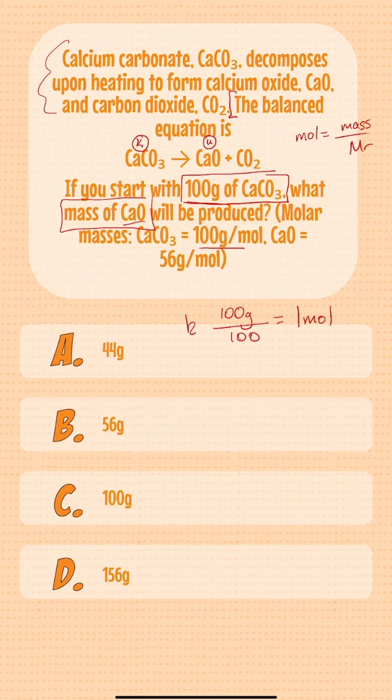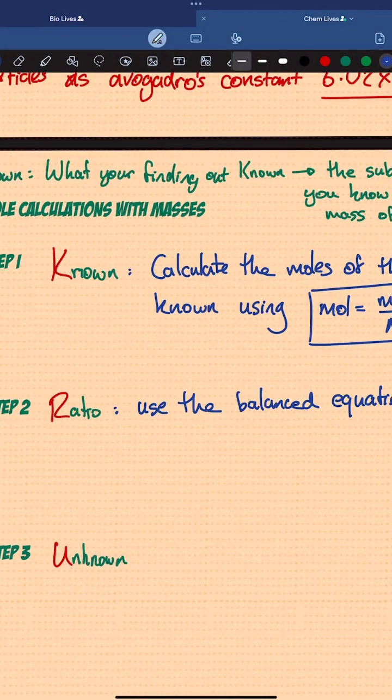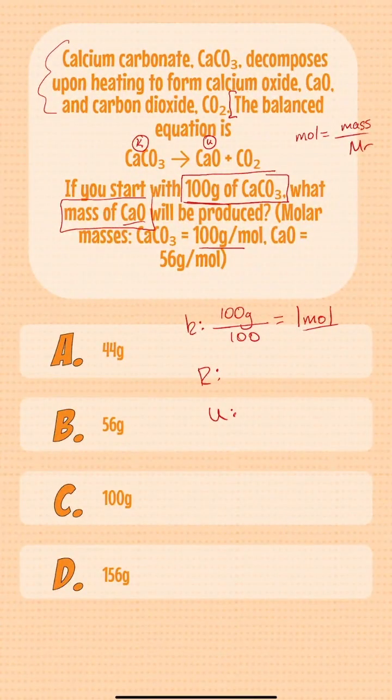So remember, it's crew, K, R, and U. Those are the 3 steps. 1 mole. Second step is ratio. For ratio, you use the balanced equation to form the ratio. So what you do here is you look at the numbers in front of the known and the unknown. So here, what ratio is it from the known to the unknown? So CaCO3 to CaO, what's the ratio that we have here? There's no numbers in front of either. So that means it's a 1-to-1 ratio.